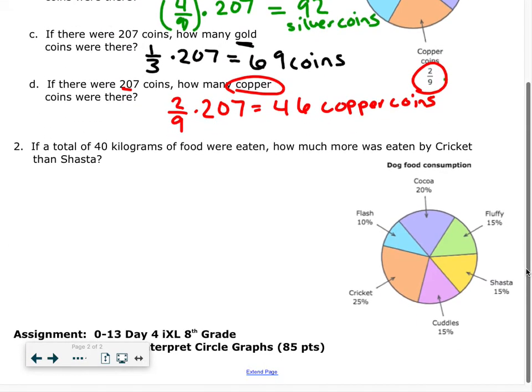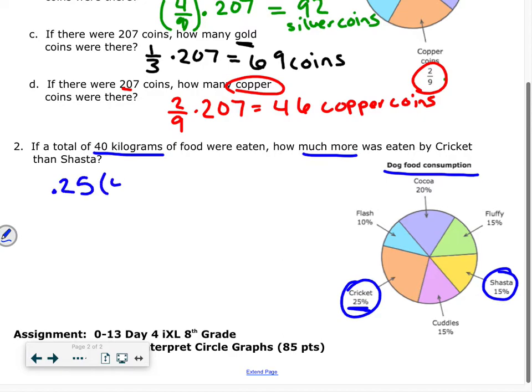The last one uses percentages. If a total of 40 kilograms of food were eaten, how much more was eaten by Cricket? So we're looking at dog food consumption here. We have Cricket and Shasta. So Shasta's over here, Cricket is over here. Cricket ate 25%. So what is 25% or 0.25 of 40? We should get 10 kilograms of food, oops, that was not Shasta, that was Cricket.